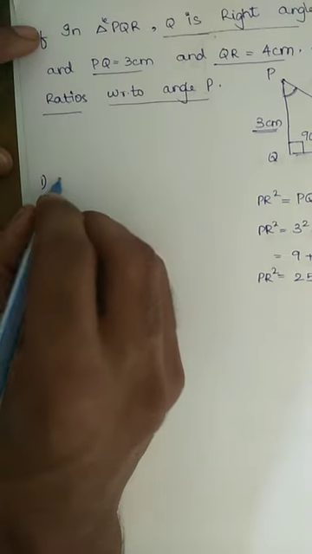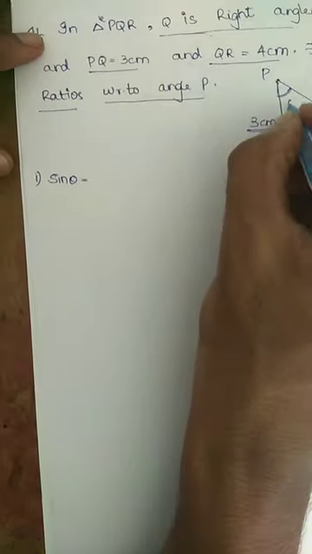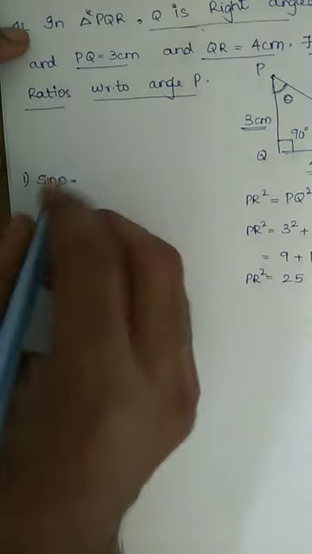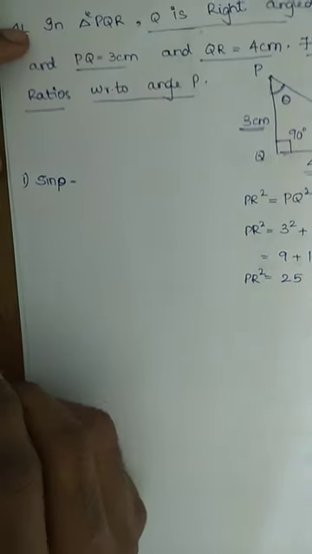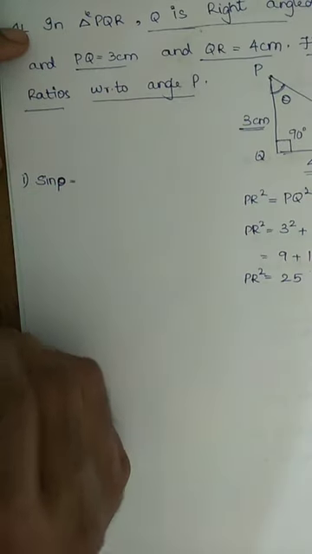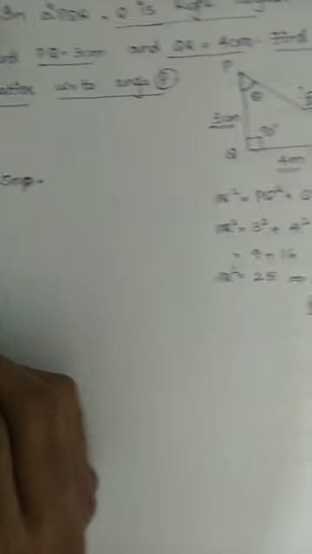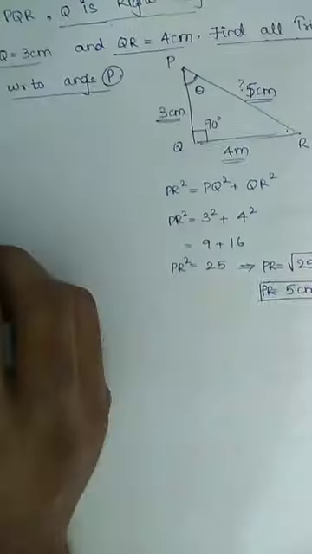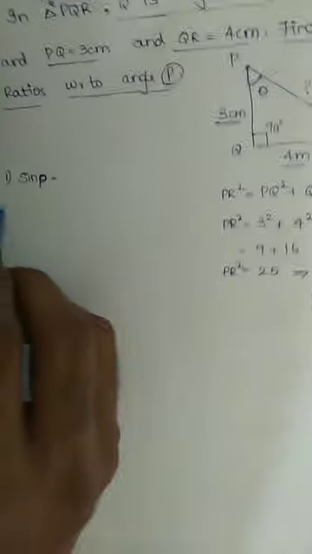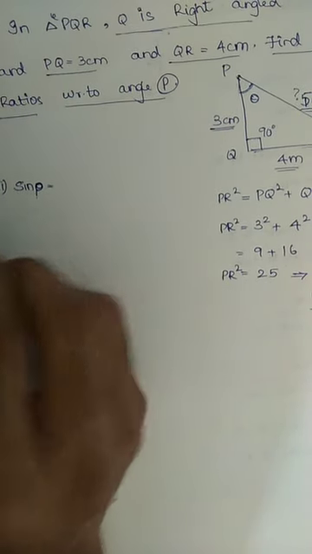So first is sin theta. Here theta is P. So I am writing here P, sin P. Whatever angle it is, we are going to write it here. Because they are asking with respect to P, I am writing here P. If they ask with respect to R, then we are going to write here R. So they are asking sin P.